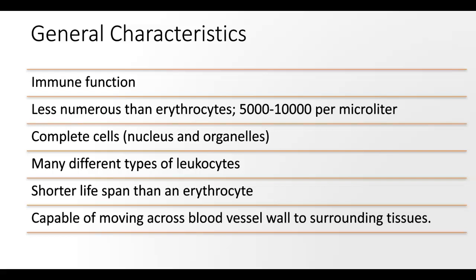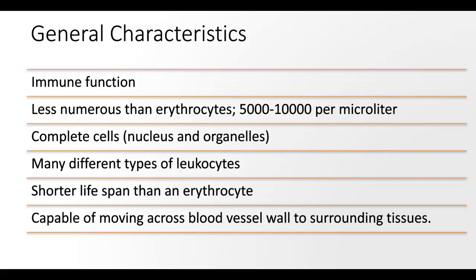They are considered a complete cell, so they have a nucleus and organelles, which again makes them different than red blood cells that don't have the nucleus or organelles. There is only one type of red blood cell, but there are different types of leukocytes. Each one will have a very specialized structure and function.